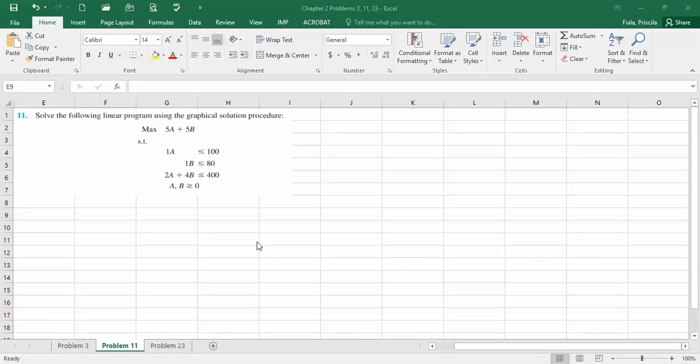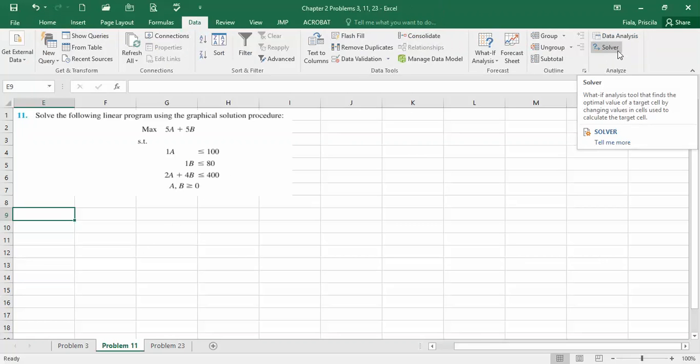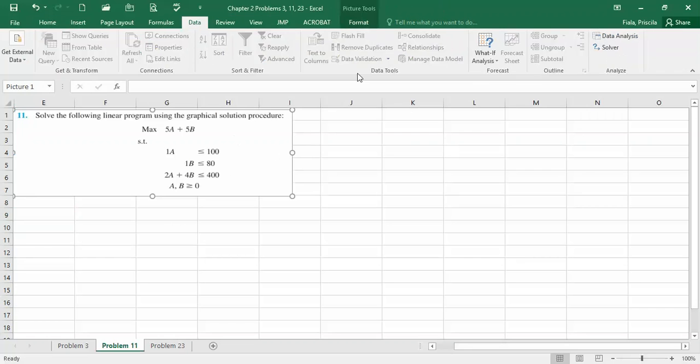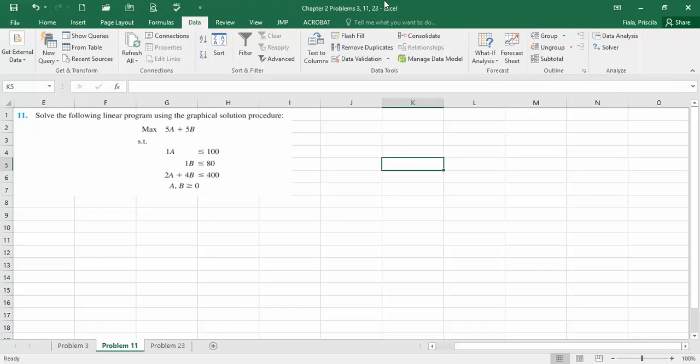Right here, we're asked to solve this linear program using a graphical solution procedure. And I did explain to you that in the future weeks, you're not going to be asked to calculate each corner point in the optimal solution by hand and graph everything. The only reason why I'm showing you how to do all this is that we're going to be using Solver, and I need you to understand why Solver gives you that optimal solution. Where do the numbers come from?